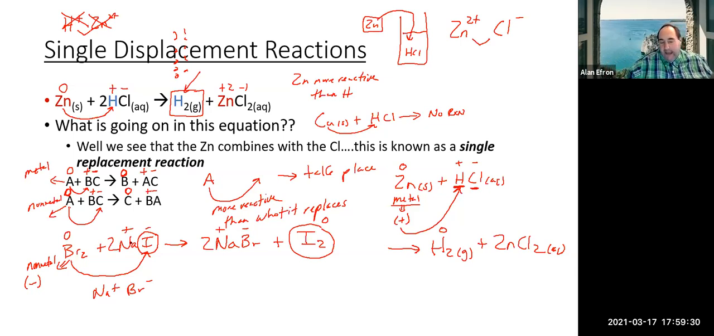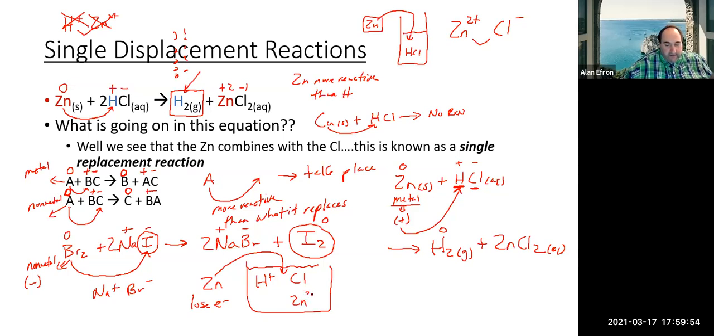And what's really happening along the way is this. We basically have zinc and we have H+ and Cl- floating around in the solution. And when the zinc goes for a swim and starts to react, the zinc is going to lose electrons. And that zinc, when it loses electrons, becomes positively charged, which is why it's floating around in the solution, along with the chloride ion.